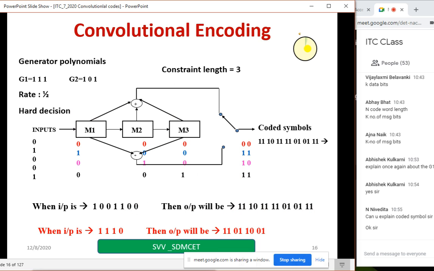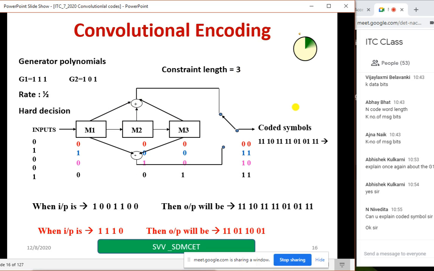If I understand, well and good. No sir, no problem. We are going to discuss how to find out the mod 2 addition of these 3 bits. That is, the table is there in the next slide. I will wait for a minute.